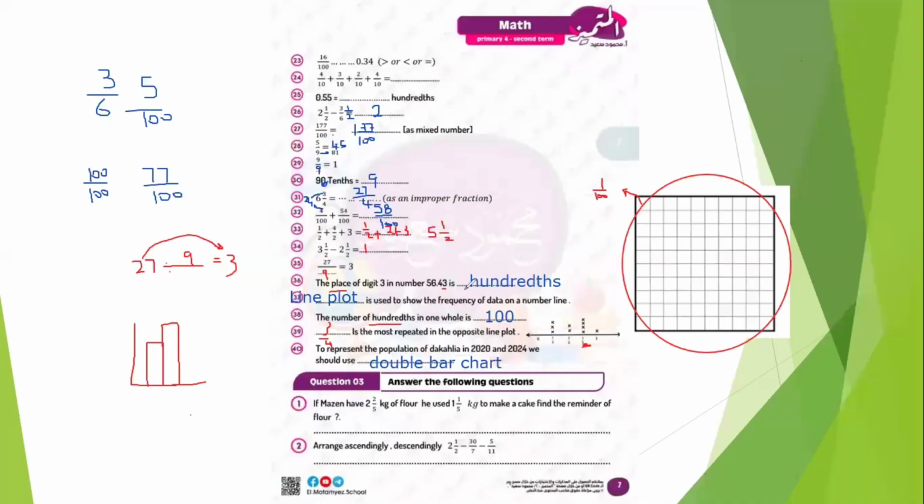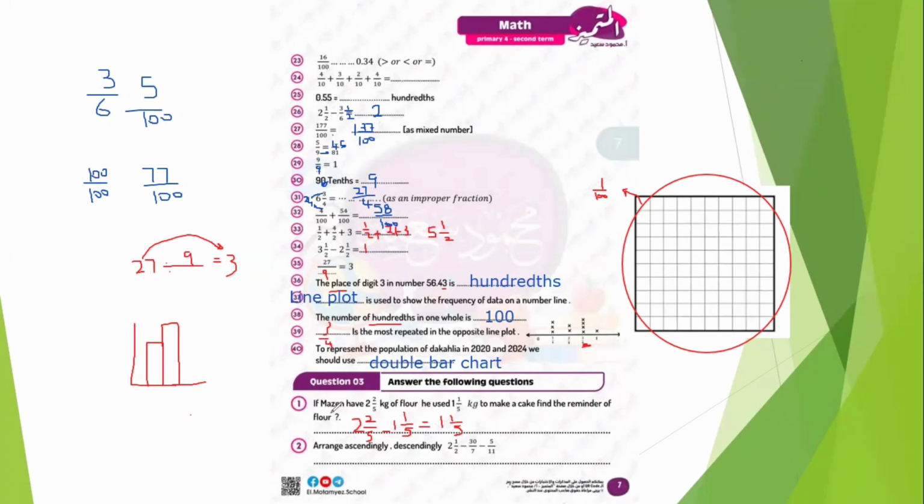Question number 3. Number 1. If Mazen has 2 and 2 over 5 kilograms of flour, he used 1 and 1 over 5 kilograms to make a cake. Find the remainder of flour. We have to subtract 2 and 2 over 5 minus 1 and 1 over 5. Now we can subtract because we have the same denominator. 2 minus 1 equals 1. 2 out of 5 minus 1 out of 5 equals 1 out of 5.